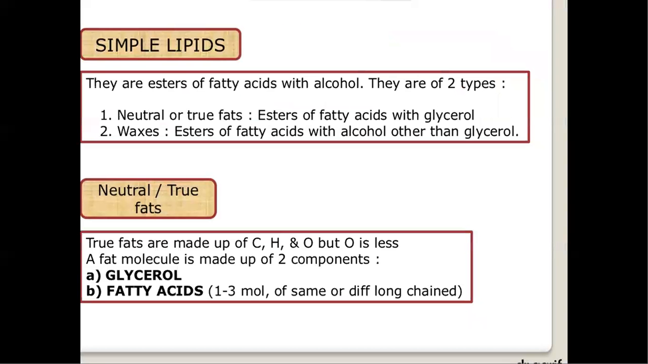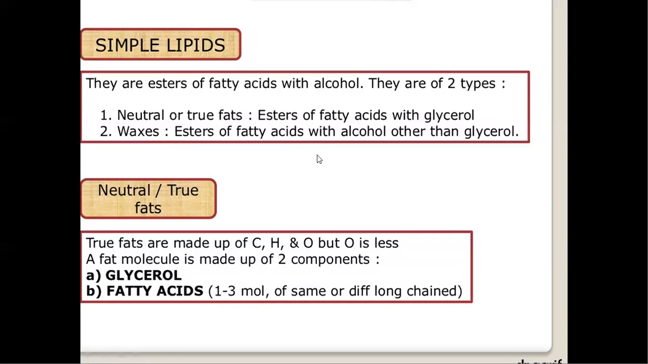So first is simple lipids. These simple lipids contain the essential elements carbon, hydrogen, and oxygen. They don't have nitrogen or phosphorus. These simple lipids are divided into two important types: neutral or true fats, and waxes. There is a small difference between these two.